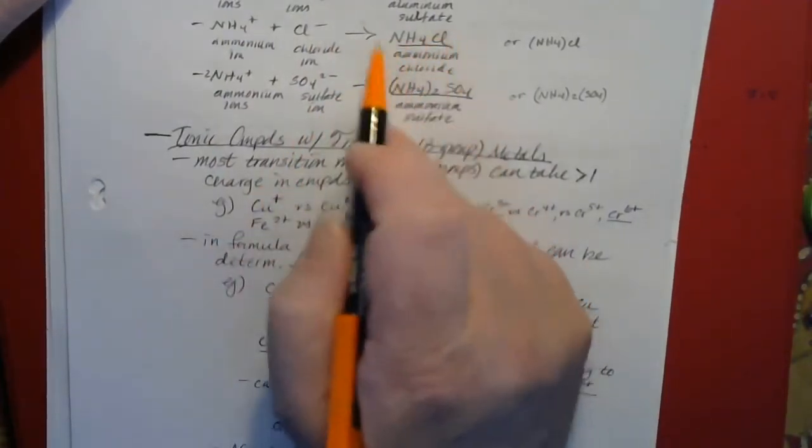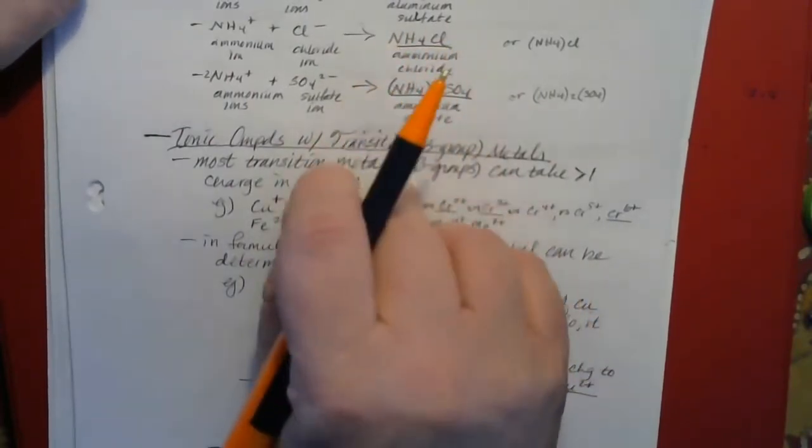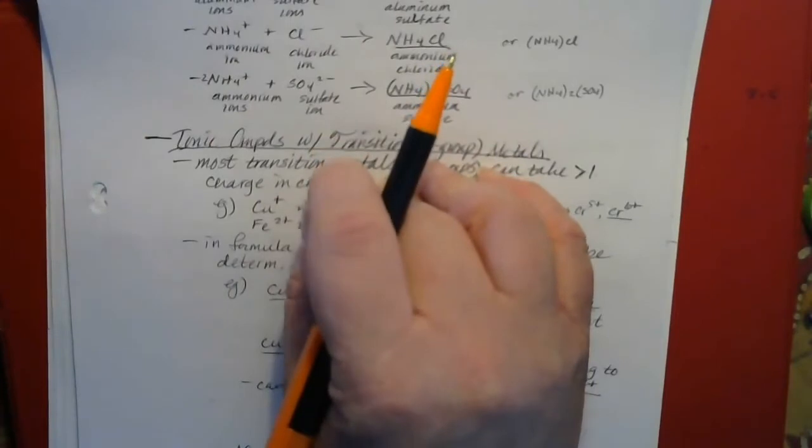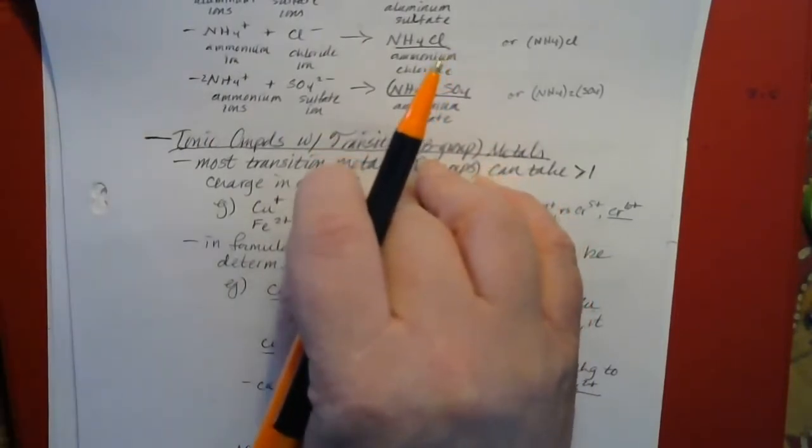Notice there are no metals present in this compound, so you have to recognize that NH4 is a polyatomic ion in order to realize that this is an ionic compound and should be named according to ionic compound rules.